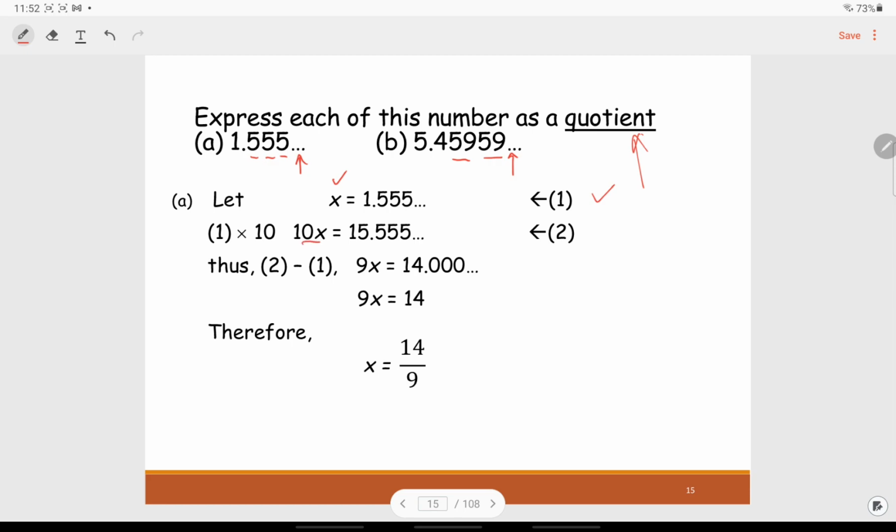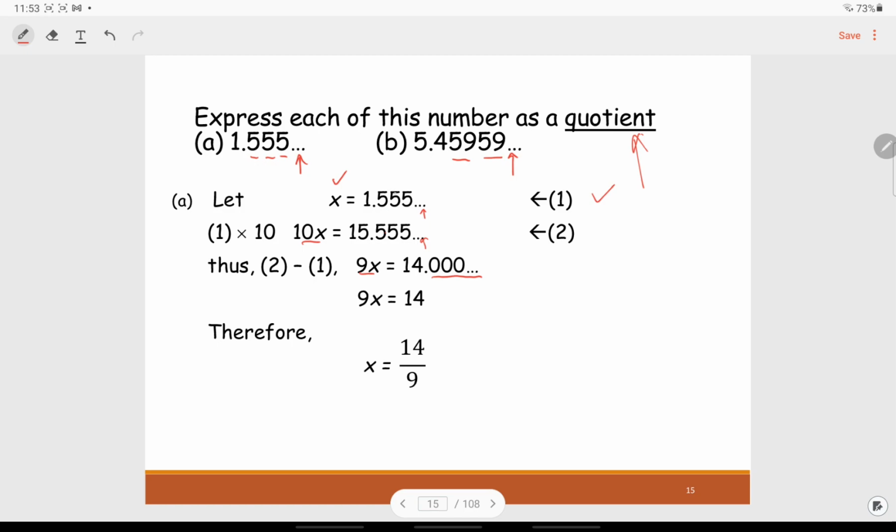So we have 10x, and on the other side we have 15.555 dot dot dot. Don't forget to put the dot dot dot. Now, if we subtract these two equations, after the decimal point we have 0. So we can subtract equation 2 minus equation 1. We have 10x minus x, which is 9x.